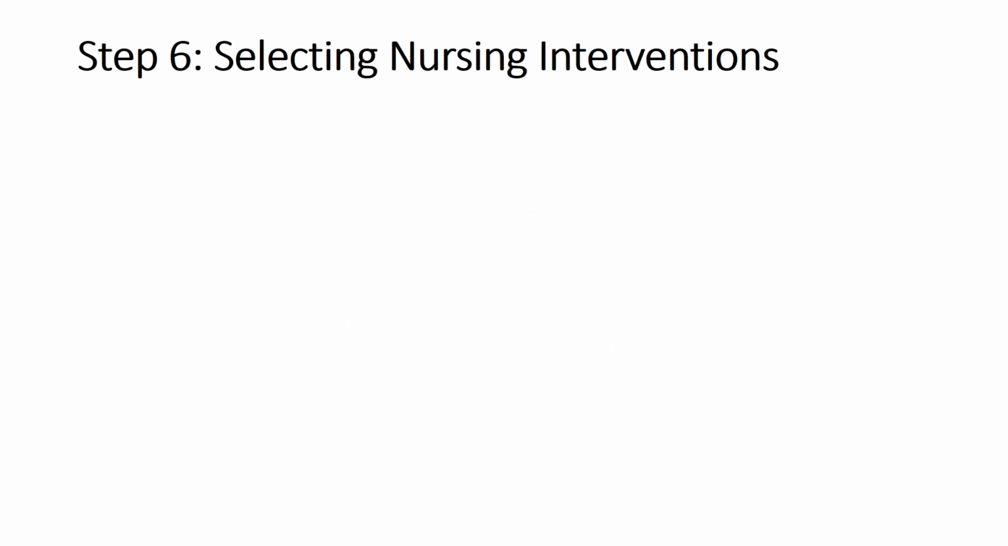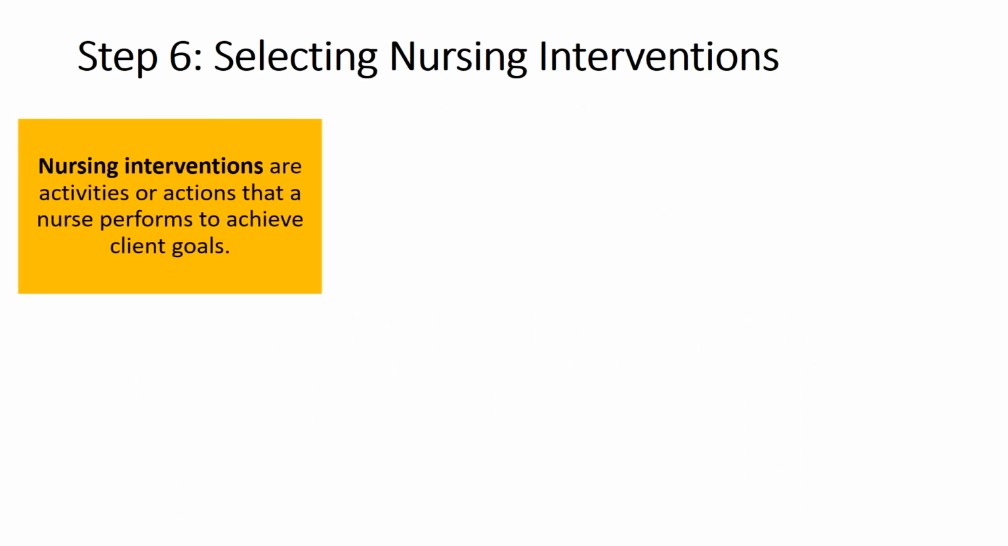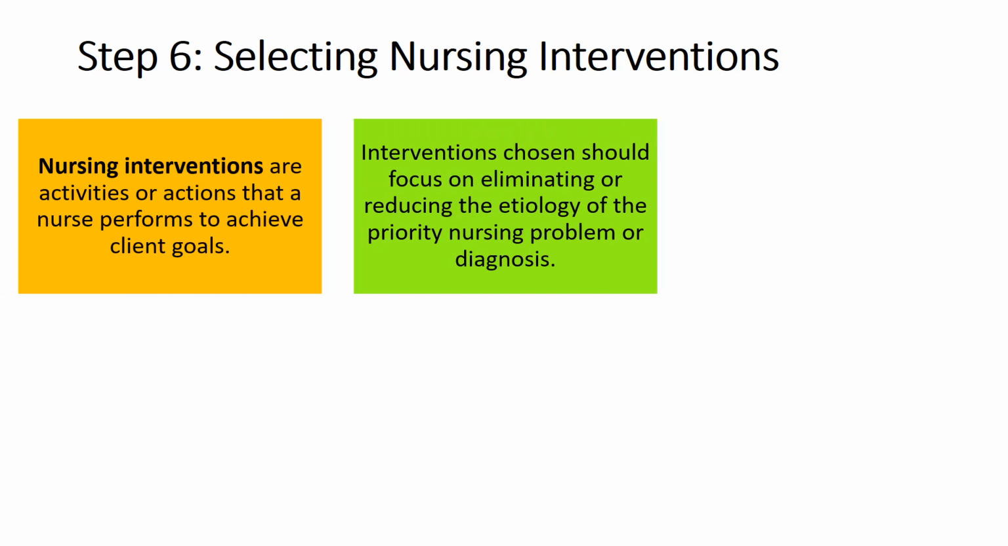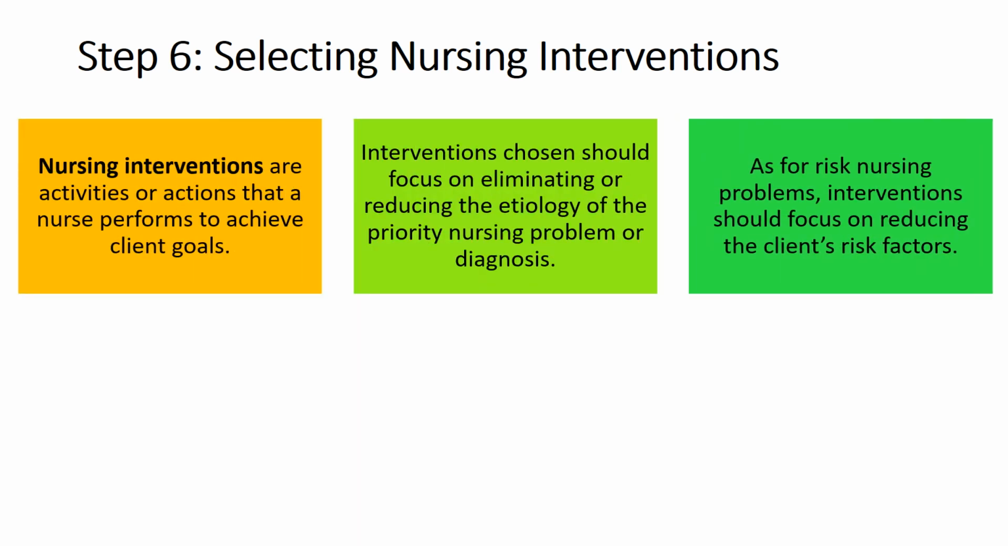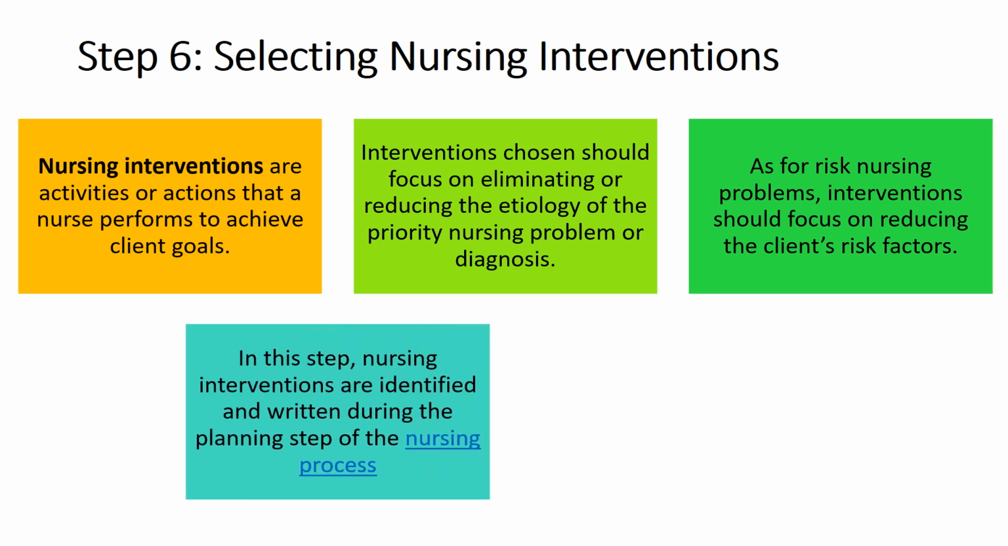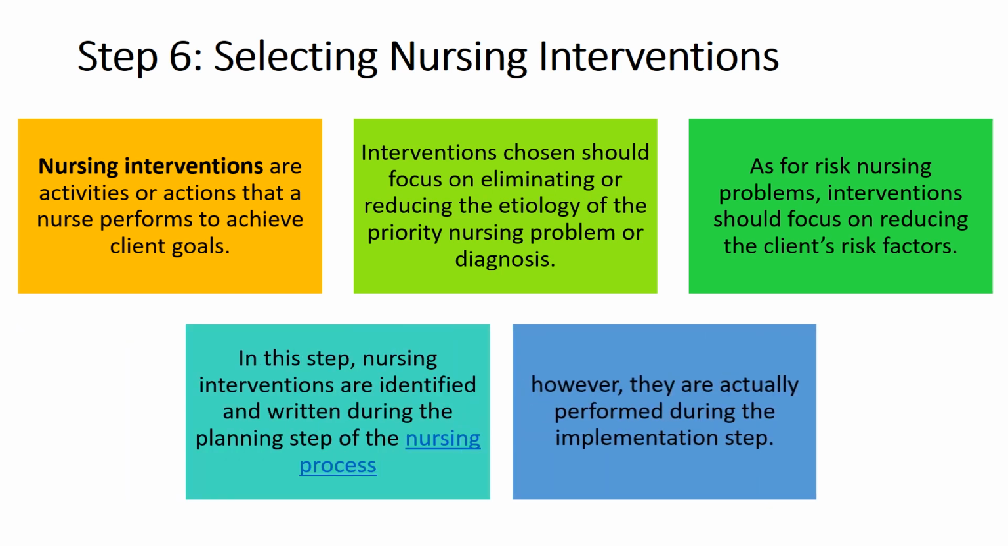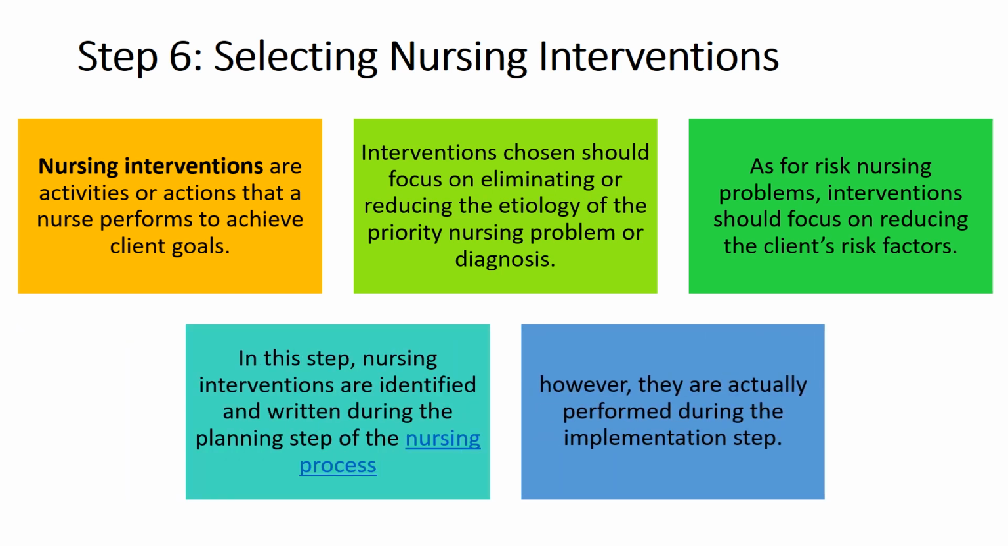The next step is to select the nursing interventions. Nursing interventions are activities or actions that a nurse performs to achieve the client goals. Interventions chosen should focus on eliminating or reducing the etiology of the priority nursing problem or diagnosis. As for risk nursing problems, intervention should focus on reducing the client's risk factors. In this step, nursing interventions are identified and written during the planning step of the nursing process. However, they are actually performed during the implementation step.